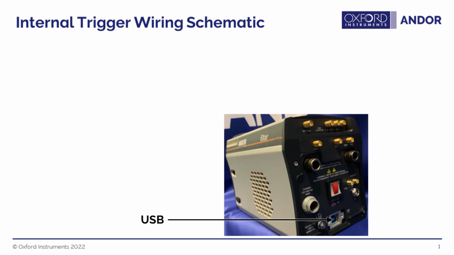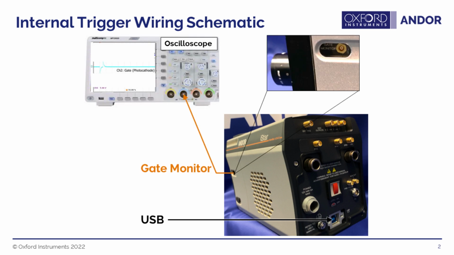So here we just have a diagram of what our setup is going to be today, where we have the camera as a master. So we have our iStar sCMOS camera, and we've got it connected to a laptop through the USB, and we're going to use this connection to set our software settings and then use the software as the trigger for our setup. We then have a cable going from the gate monitor on the side of the camera to an oscilloscope, and so from this cable we will be able to see the time intervals of the gating of the camera.